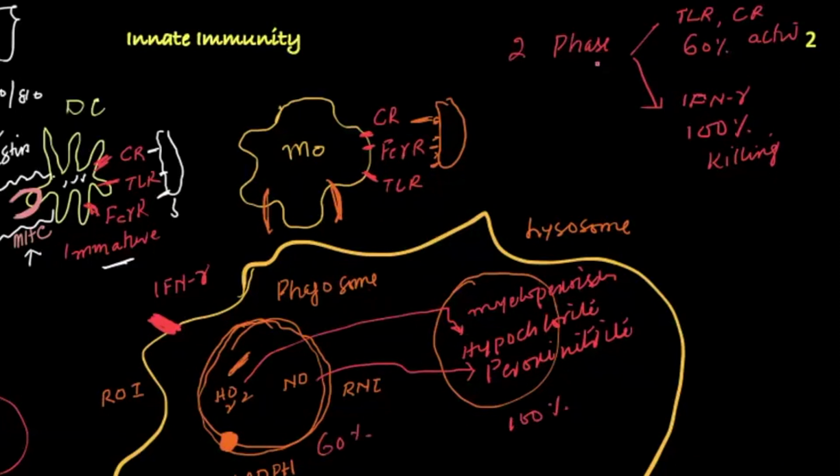This first phase is under the influence of TLR and C proteins, and the second phase is under the activation of interferon gamma, and they will convert hydrogen peroxide and nitric oxide into hypochlorite and peroxynitrite. Now the macrophage can kill any pathogens, in particular, for example, mycobacterium, which can resist other killing mechanisms, but they cannot even resist these very strong killing chemicals that are produced.